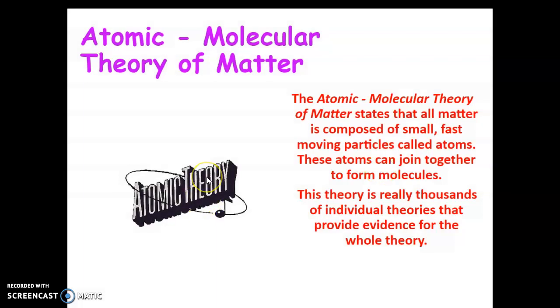All right, so atomic molecular theory of matter. The atomic molecular theory of matter states that all matter is composed of small, fast-moving particles called atoms. These atoms can join together to form molecules. This theory is really thousands of individual theories throughout history that provide evidence for the whole theory as a whole. So a lot of people came up with little individual parts, and slowly those parts, kind of like a puzzle, came together to develop the big picture of this theory.